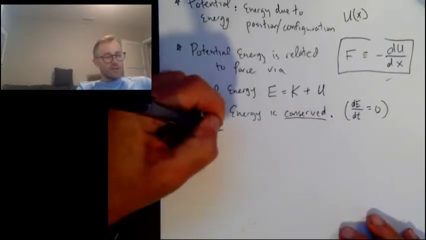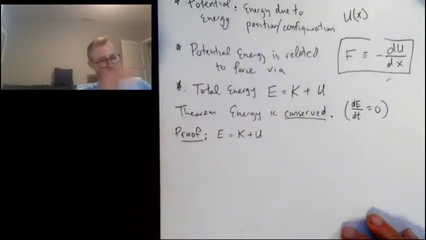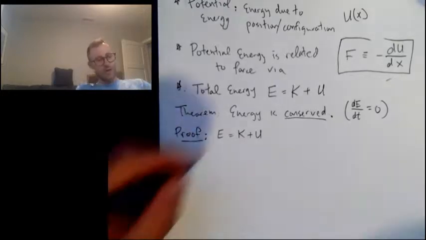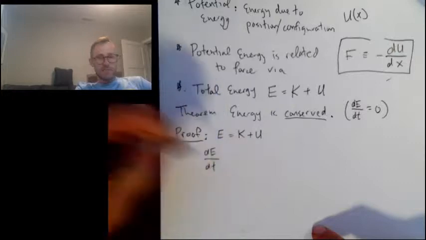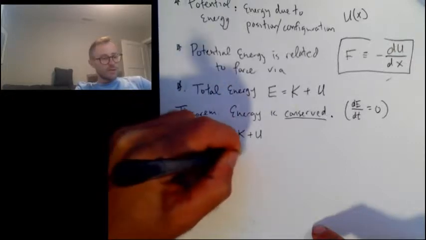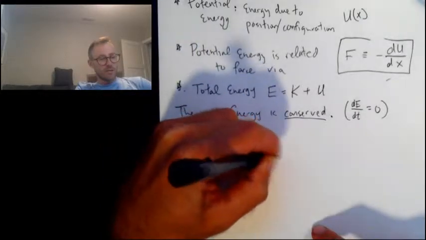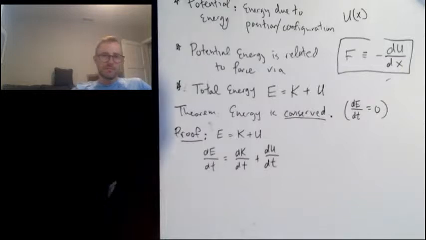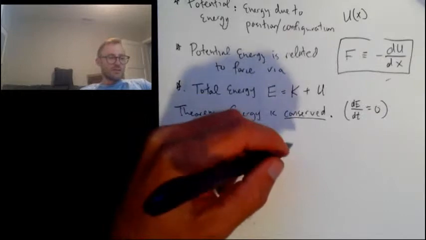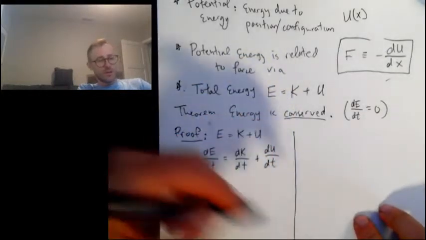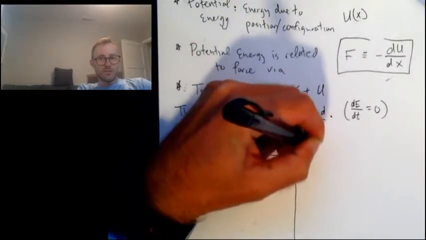So energy is kinetic energy plus potential energy. Okay. And so that means that the derivative of the energy with respect to time is the derivative of the kinetic energy with respect to time plus the derivative of the potential energy with respect to time. Okay? So let's go ahead and do these derivatives. What is the derivative of the potential energy with respect to time?